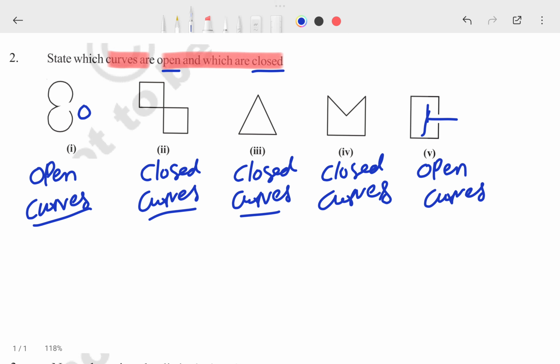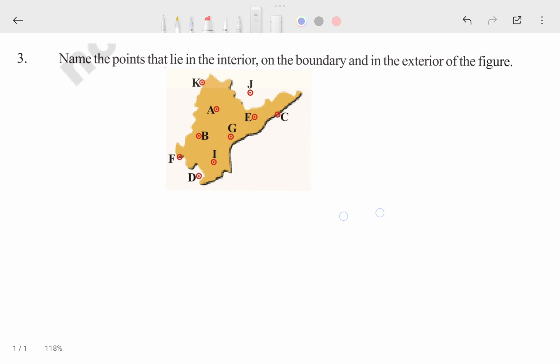So this is open, this is closed, this is open, this is closed, this is also closed, this is also closed, this is open. Okay, is it clear or not? Yes, it is clear. So then let's move to our third question.